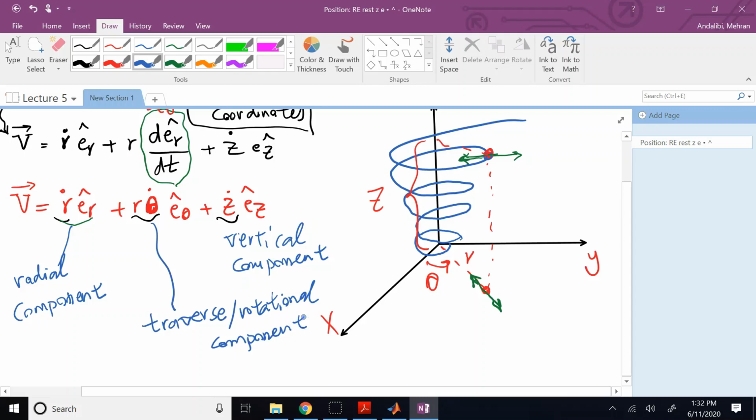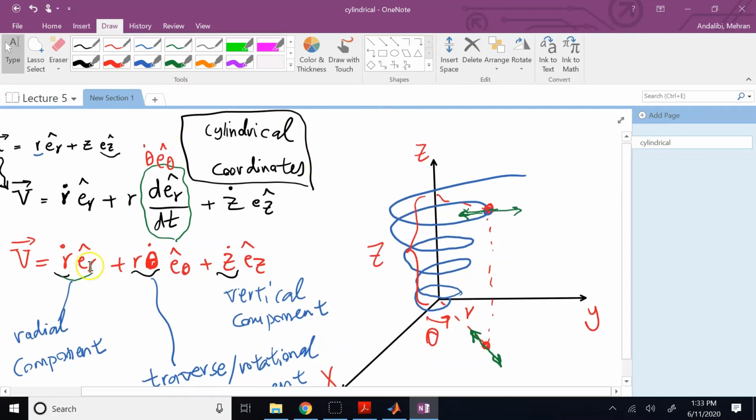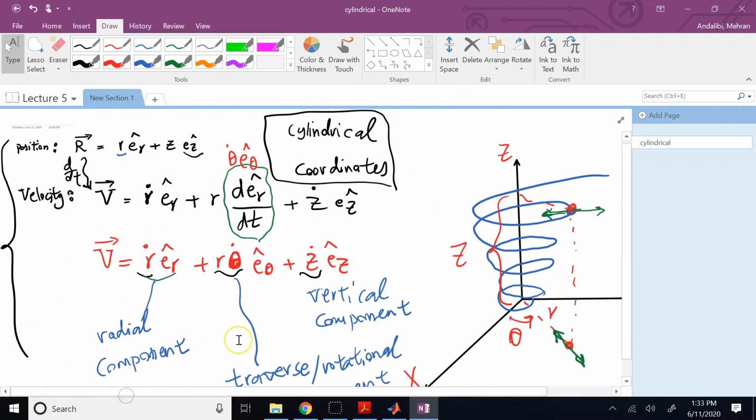So you can have all three components at the same time, and this is basically superposition, putting all three together and getting the entire velocity. So now I guess the meaning of it is quite clear, and you never need to really memorize anything. Okay, so this is the velocity of the particle.